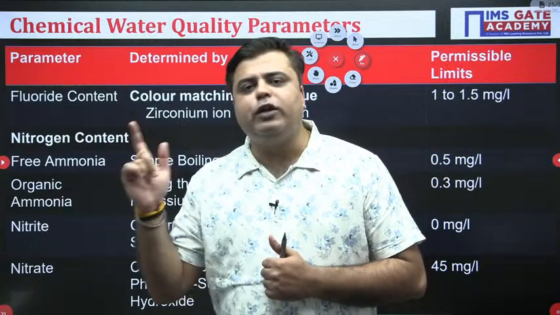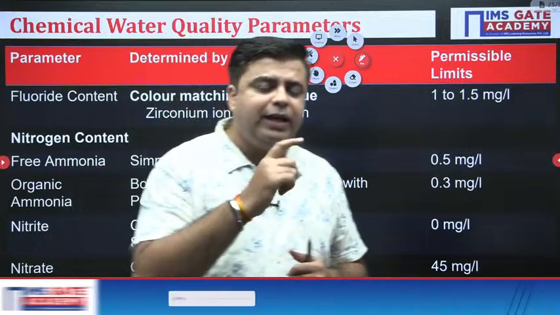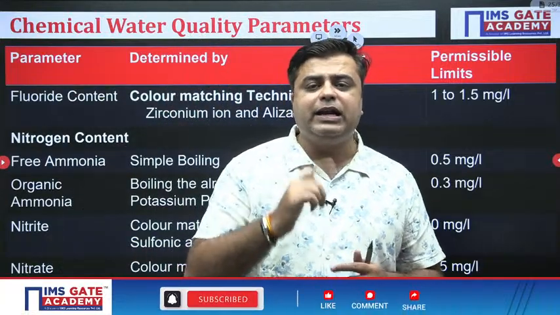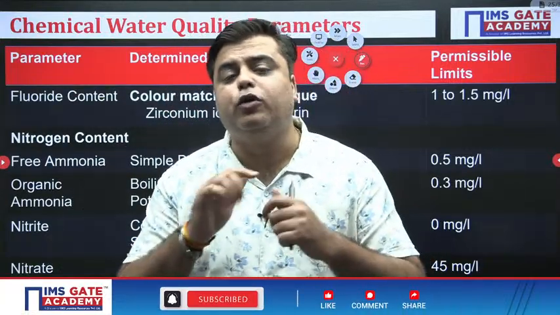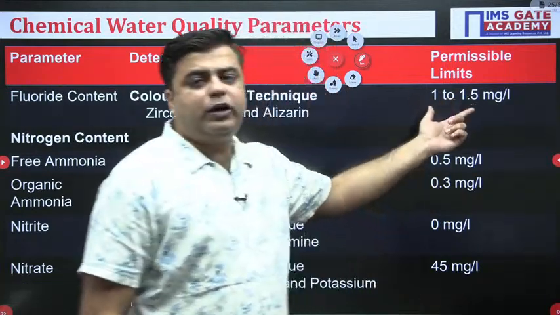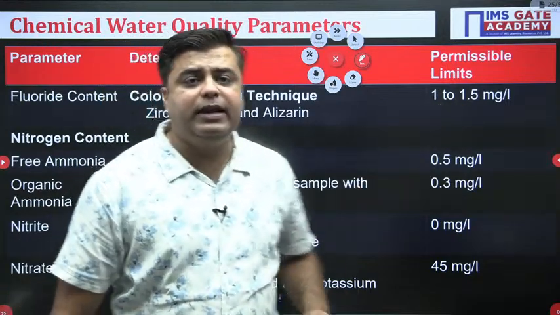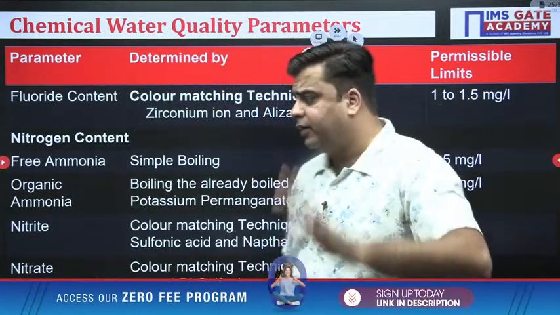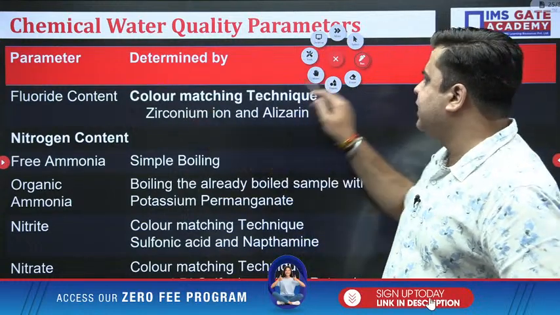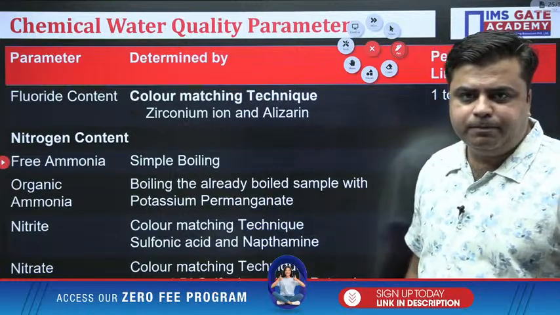If the same fluoride content exceeds 5 milligram per liter in your water sample and you are consuming that water, then it leads to a disease which is termed as bone fluorosis. So the acceptable limit or the range of fluoride that should be present in water lies in the range of 1 to 1.5 milligram per liter. Very, very important. Fluoride is measured by color matching technique and color is developed using zirconium ion and alizarin.